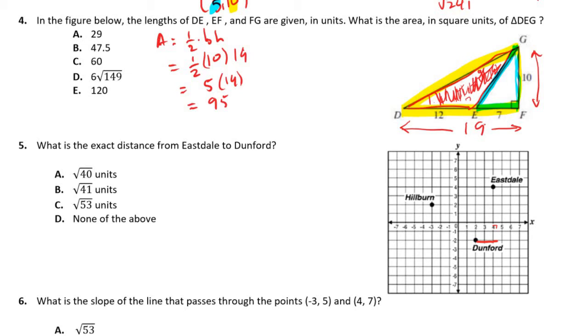I'll do the area of the smaller one. For the smaller one, I will do the same thing, half of 10. 10 is the height, and the base is 7. That will be 5 times 7, which is 35. Now I'm ready to subtract the area of the smaller one, the blue one, from the yellow one. So the shaded area is 95 minus 35, and that will give me 60. That's your answer right there.